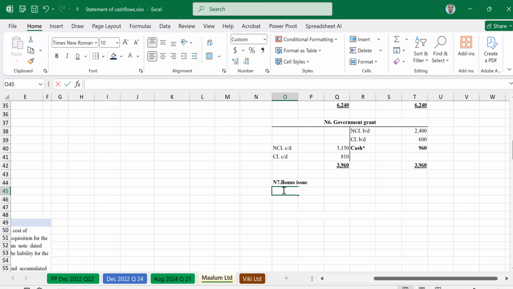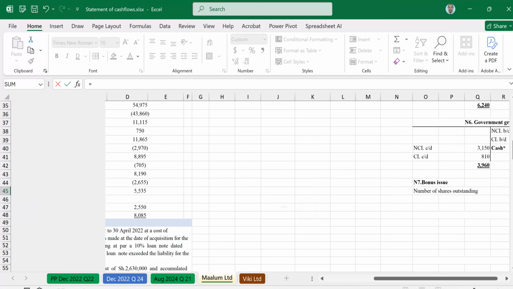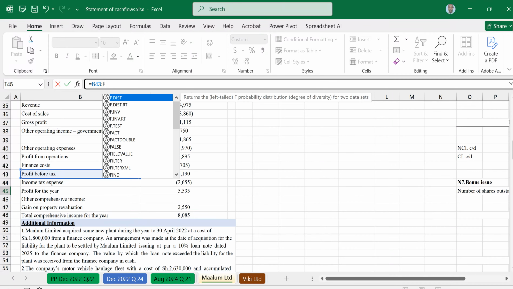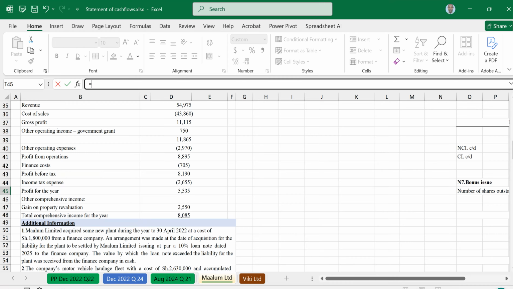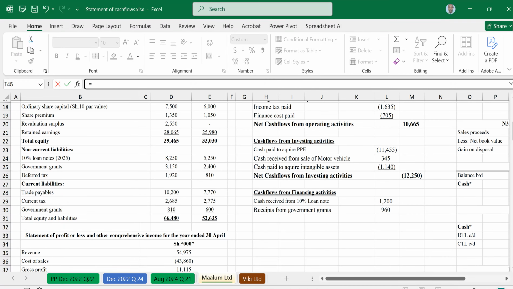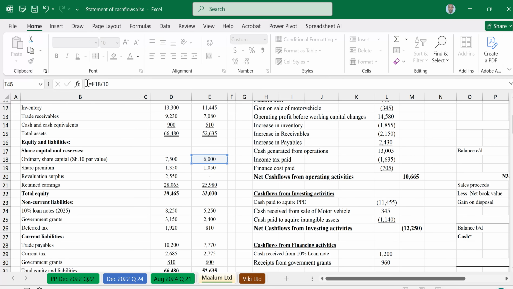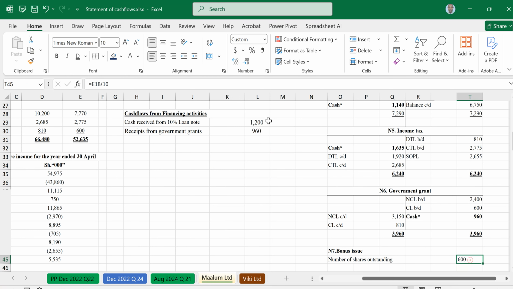So the number of shares outstanding will be equal sign, the total ordinary shares at the beginning of 6,000, divided by the par value of 10. So divide with the 10, as you can see in the formula bar. Then the number of shares outstanding are 600.